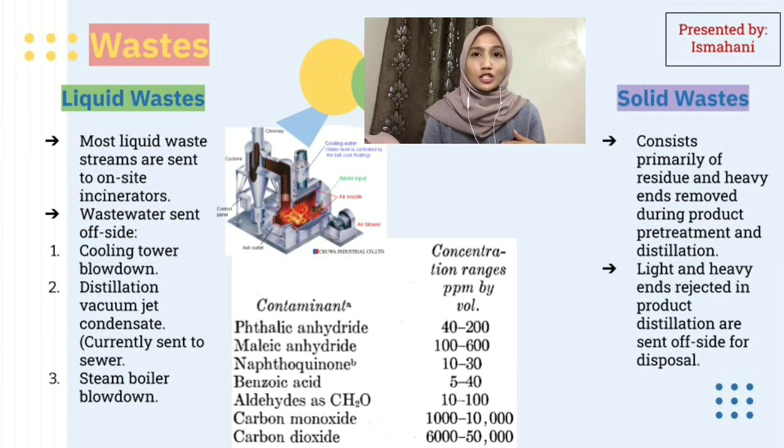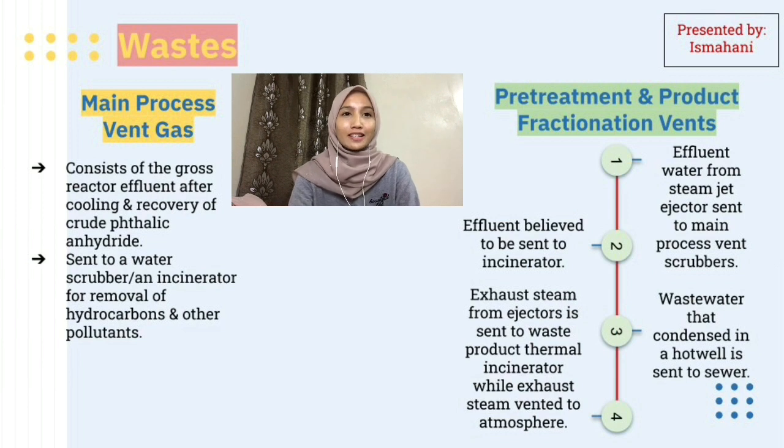For solid waste management, it consists primarily of residue and heavy ends removed during product pretreatment and distillation. Light and heavy ends rejected in product distillation are sent off-site for disposal. For main process vent gas, it consists of the gross reactor effluent after cooling and recovery of crude phthalic anhydride. It's sent to a water scrubber or an incinerator for removal of hydrocarbons and other pollutants.